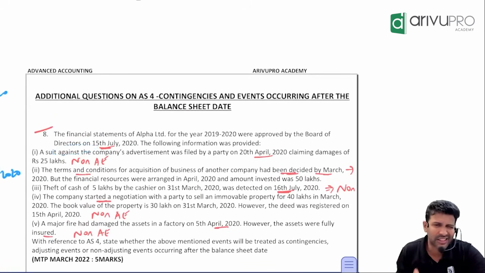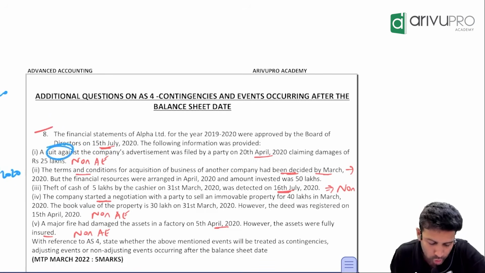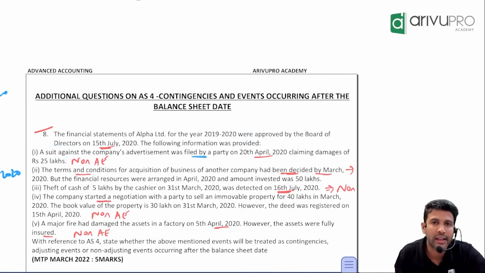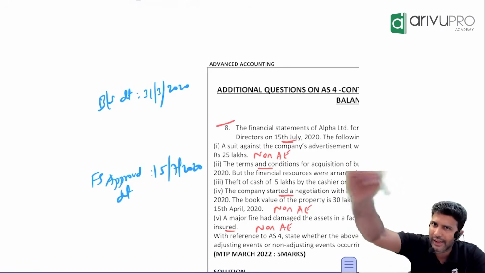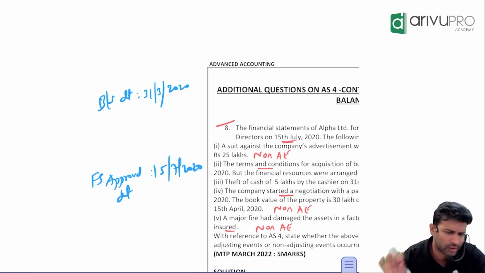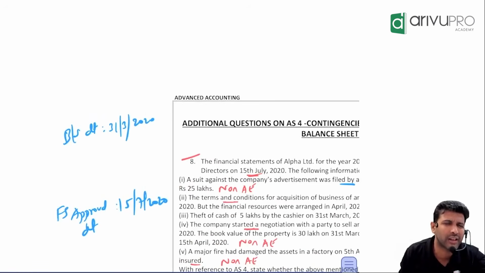Okay. Look at this. First case. They've given various cases, and that's how usually this chapter's questions get picked up. A suit. Suit means legal case. Somebody has filed a legal case against the company's advertisement on 20th April 2020. Is 20th April within this window? Yes. But is 20th April current year or next year? Next year, on 20th April somebody filed a case against me. They got offended due to the advertisement we released, and they are saying, give me compensation of 25 lakh. That's what you need to find. Is it an adjusting or non-adjusting event?